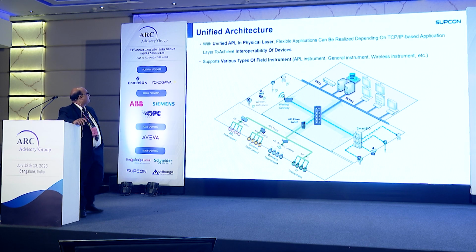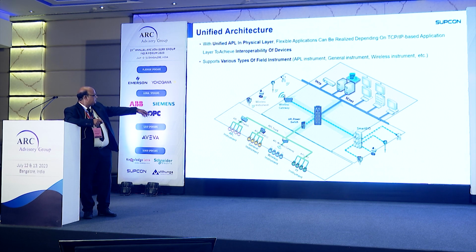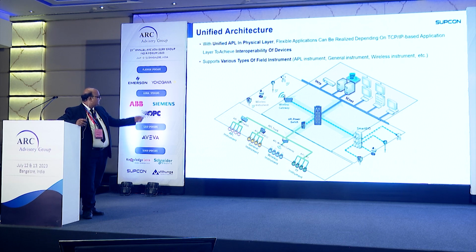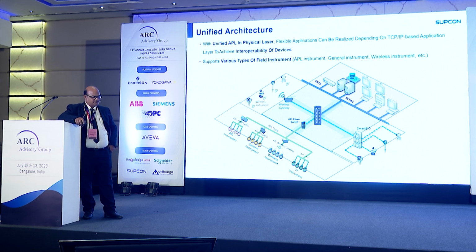This is the unified architecture, just the same thing. It is the simplified one. What you have is the operation station and one DCS cabinet, and from that cabinet you can connect the wireless instruments or the APL instruments, all the APL instruments, and the smart EIO, through which you can connect the general instruments that you currently have in your plant.